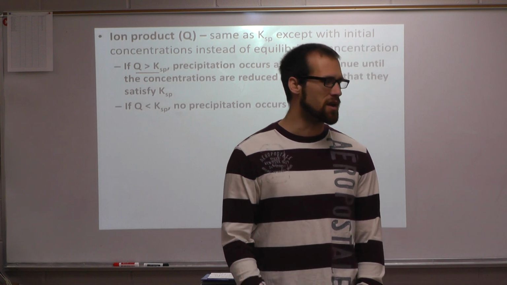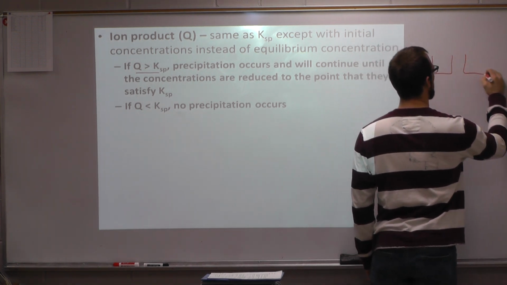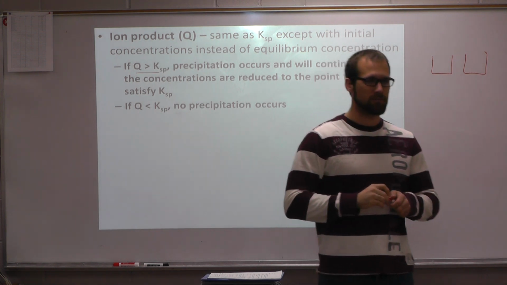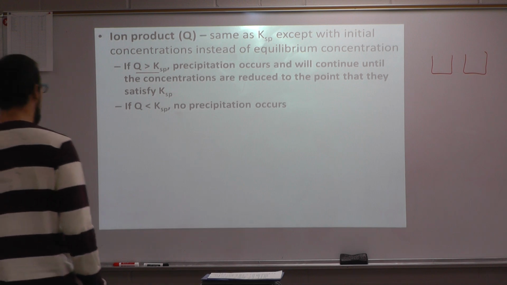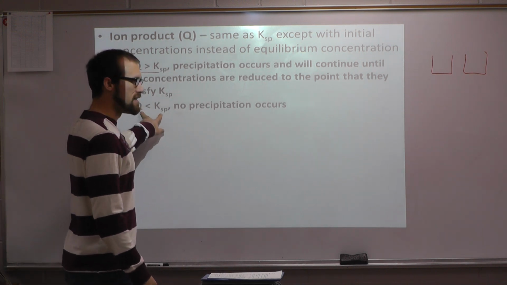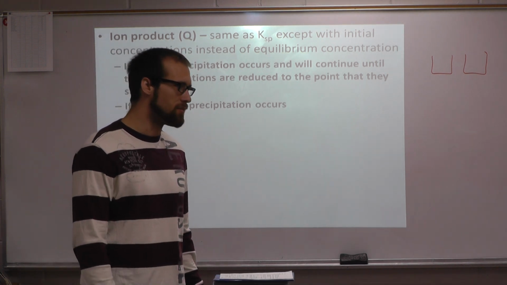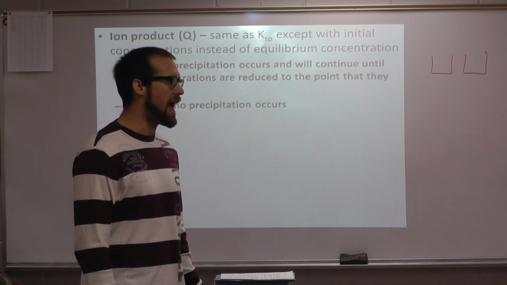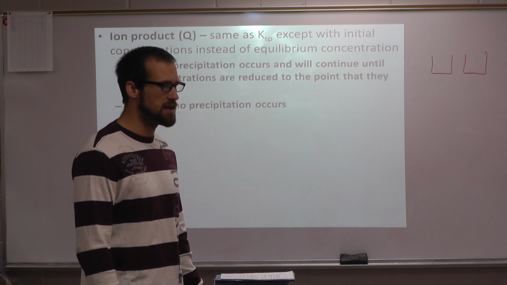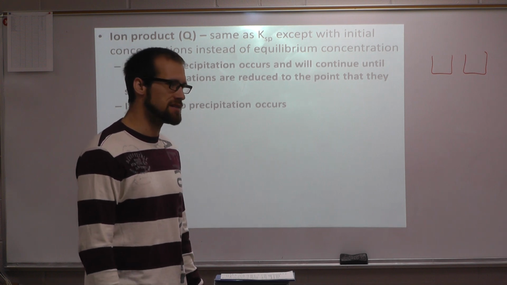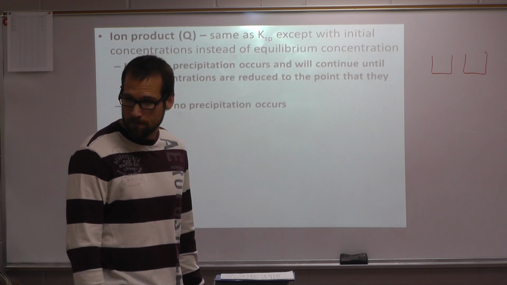Okay? You're probably thinking, well, how do we even get it? We're going to talk about taking two different solutions and pouring them together. Okay, and I'll explain when we get to the problem what that looks like. Okay, and if Q is less than KSP, that means that the ions that we have are not at the saturation point, or they're not completely saturated, and so we could actually dissolve more if we wanted to. So if Q is less, no precipitate will form. If Q is greater, we have too many ions in solution, and some of it's going to react to form the solid and precipitate out. Okay?